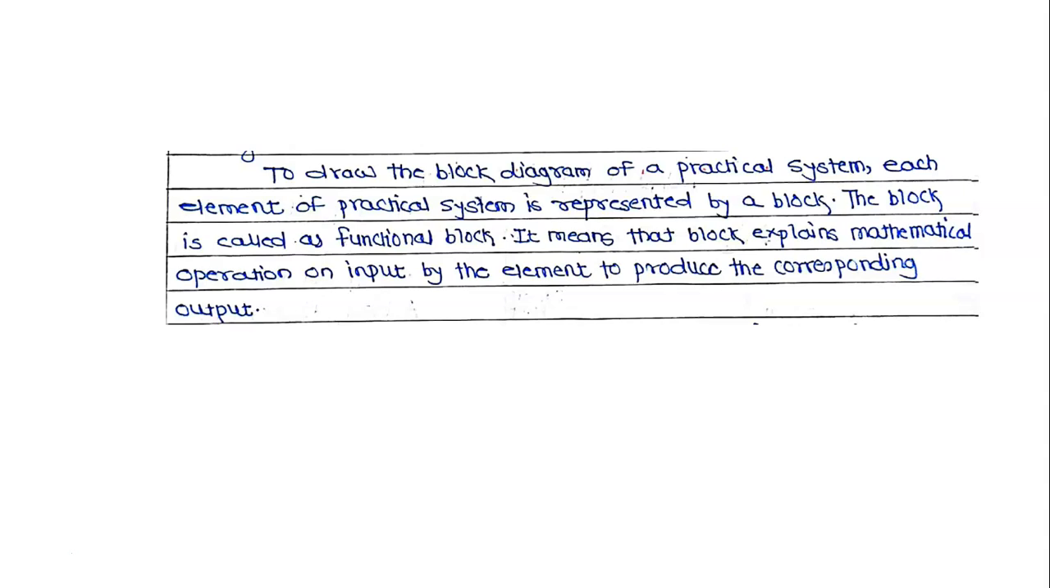To draw the block diagram of a practical system, each element of the practical system is represented by a block. The block is called a functional block. It means that the block explains the mathematical operation on input by the element to produce the corresponding output.